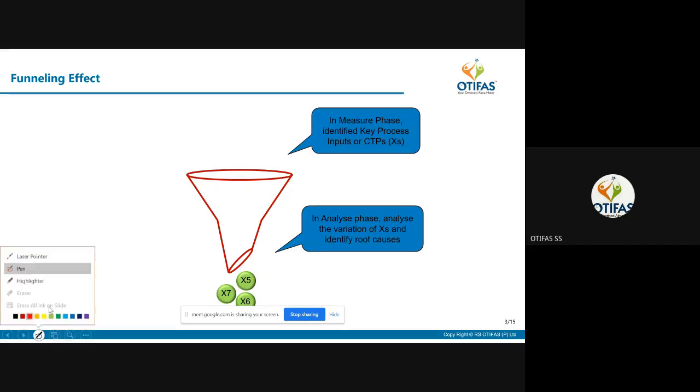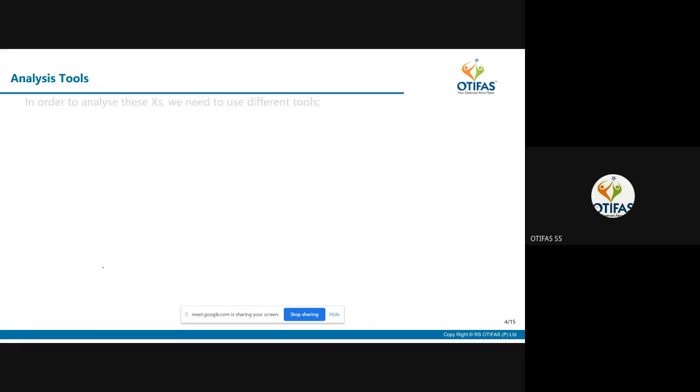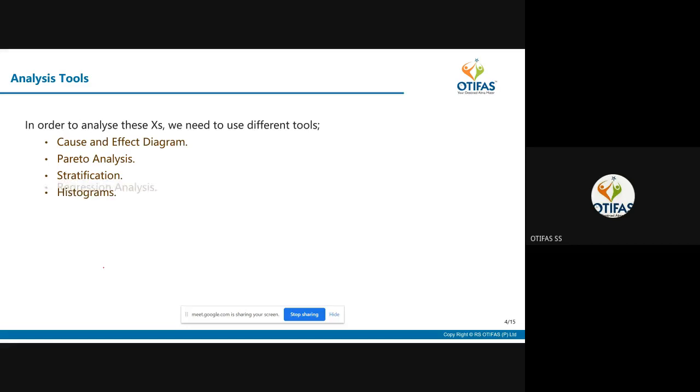Since this is yellow belt, there are not many statistical tools, but otherwise there will be a lot of statistical tools in the analyze phase. The cause and effect diagram can be used in the measure phase also. Pareto analysis, scatter graph, stratification, histogram, regression, box plot, etc. These are the yellow belt tools. Then hypothesis testing, I will just touch on it because these are black belt and green belt concepts, like the p-value and all. So I will just touch on it.